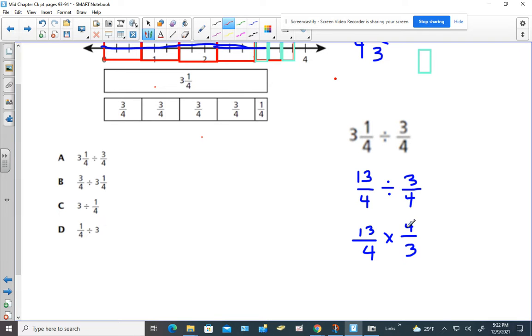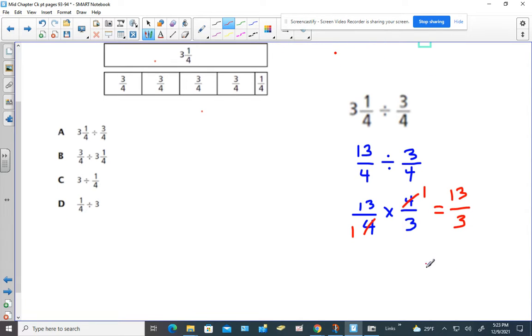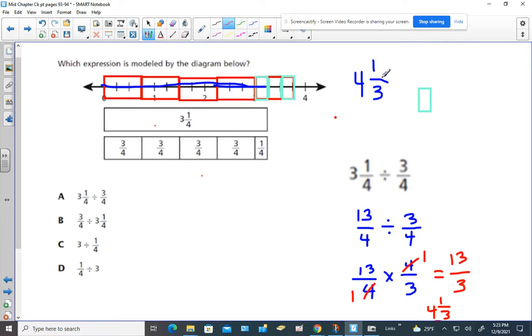All right, we have a nice reducing opportunity right here. 4 goes into that once, 4 goes into that once. These do not share any common factors, so we're ready to go across. 13 times 1 is 13. 1 times 3 is 3. So we need to find if 13 divided by 3 will match our model. So wouldn't that go in 4 times? And we would get the 12. And if we subtract, we get 1 left over, so 4 1/3. Does that match what we had up here? It does. So it looks like we're going to be picking that one.